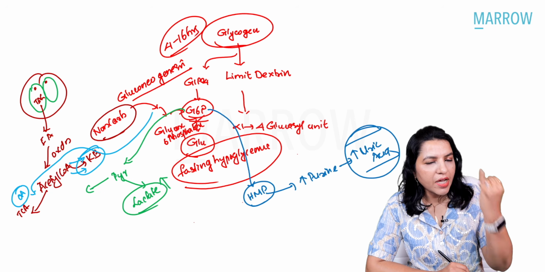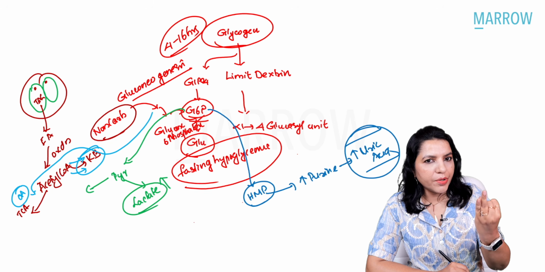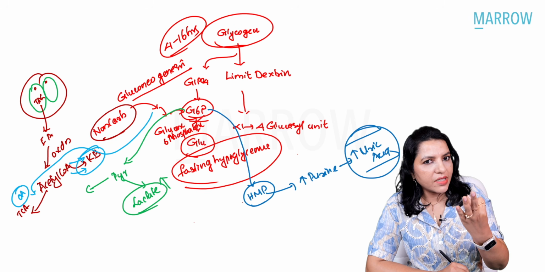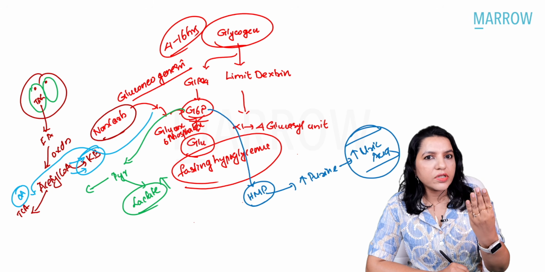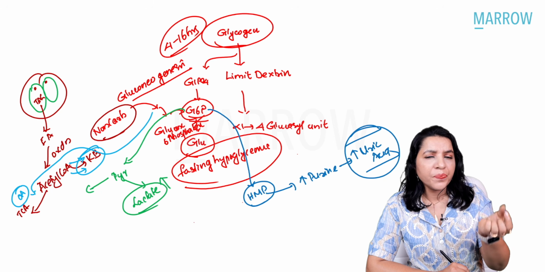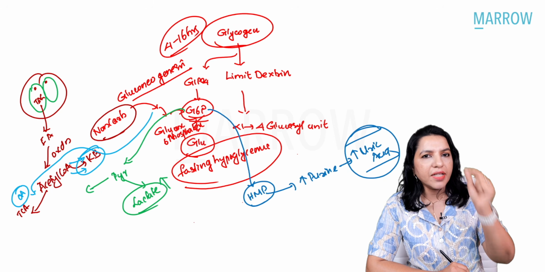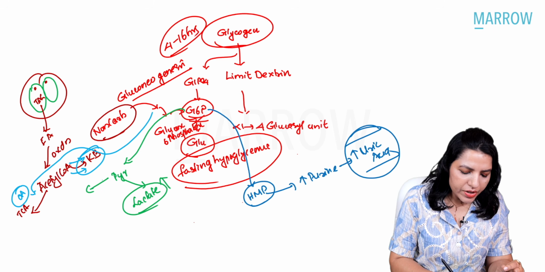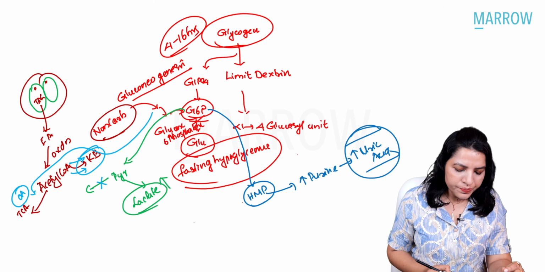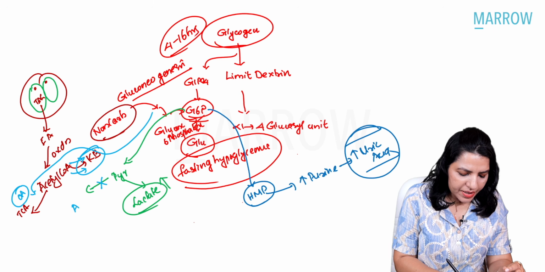So we have seen hypoglycemia, we have seen hyperuricemia, we have seen lactic acidosis, and the fourth I said here is ketosis. Now I will just tell you one more reason why there is lactic acidosis. There is lactic acidosis because the pyruvate is not able to enter into acetyl coenzyme A. Why?